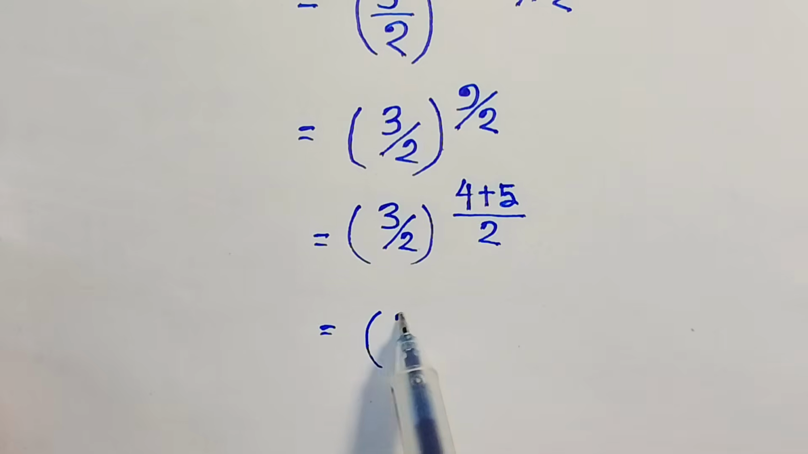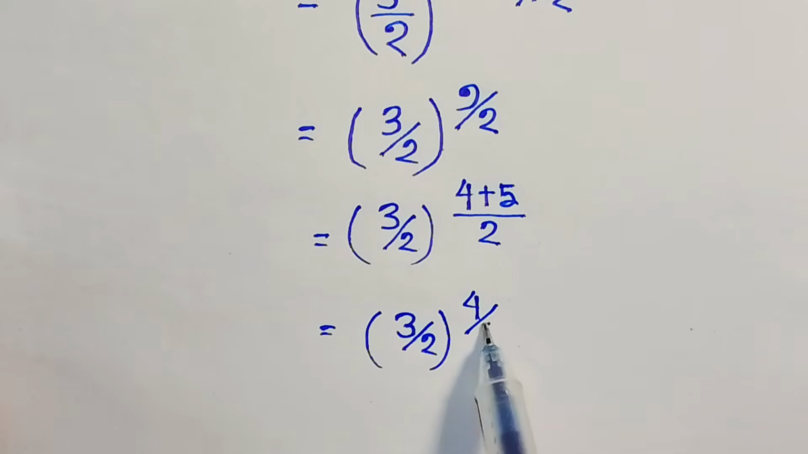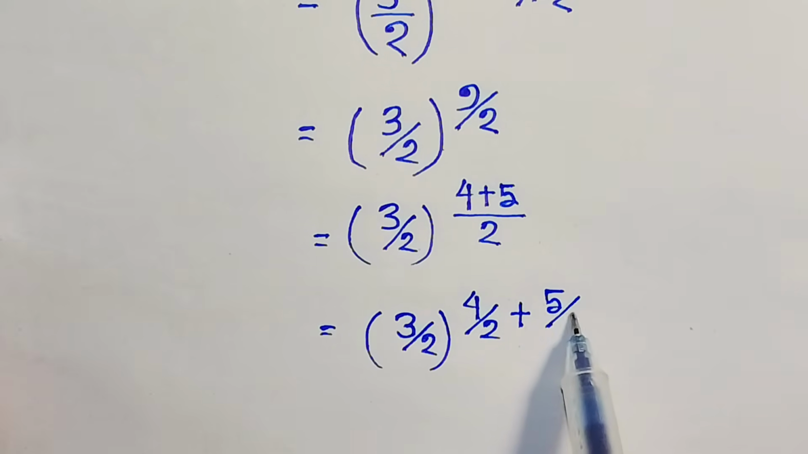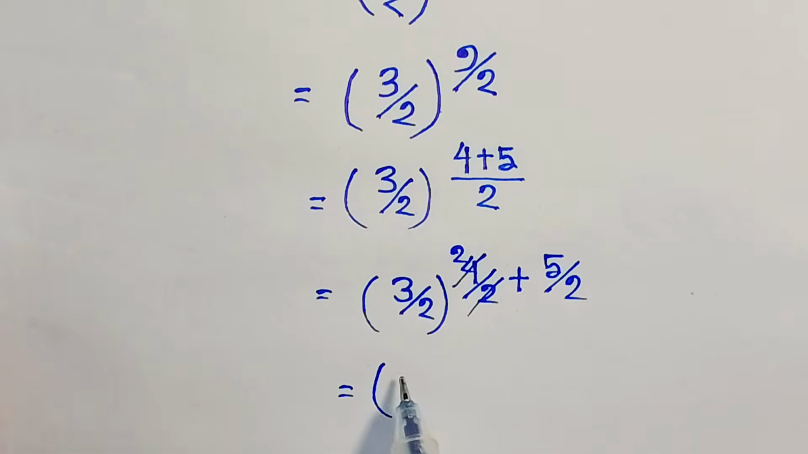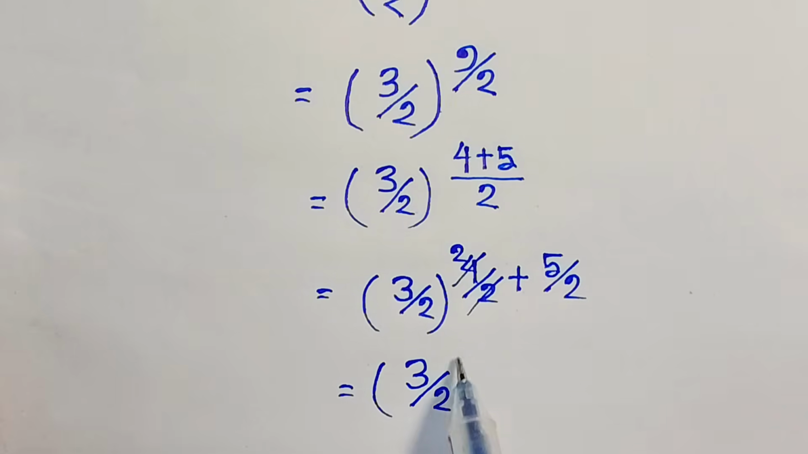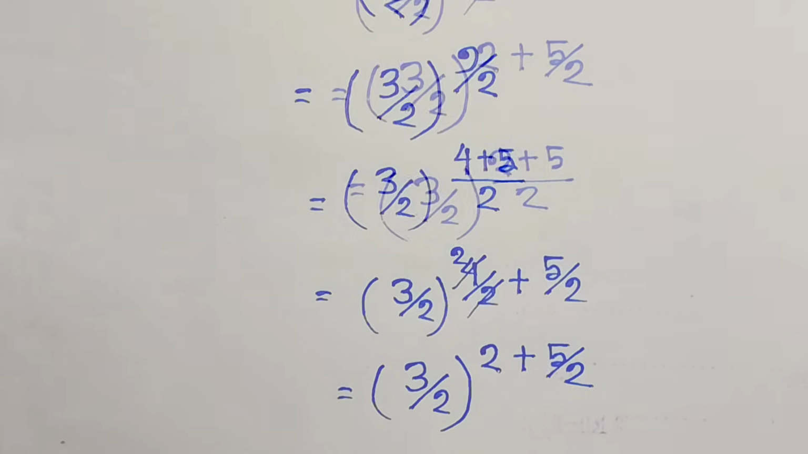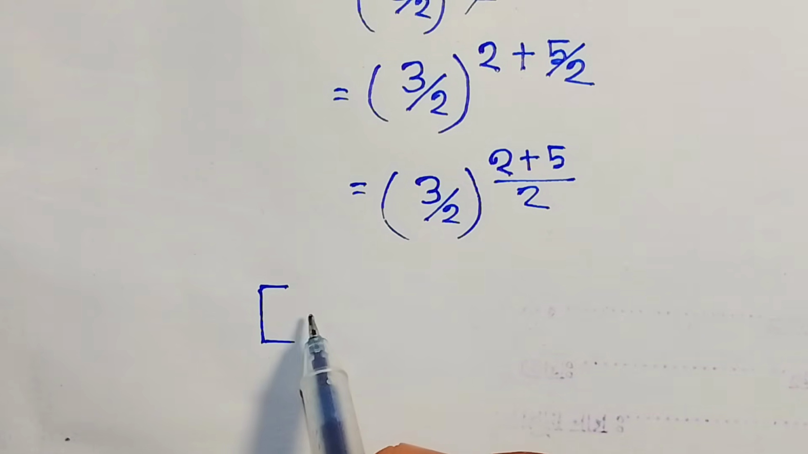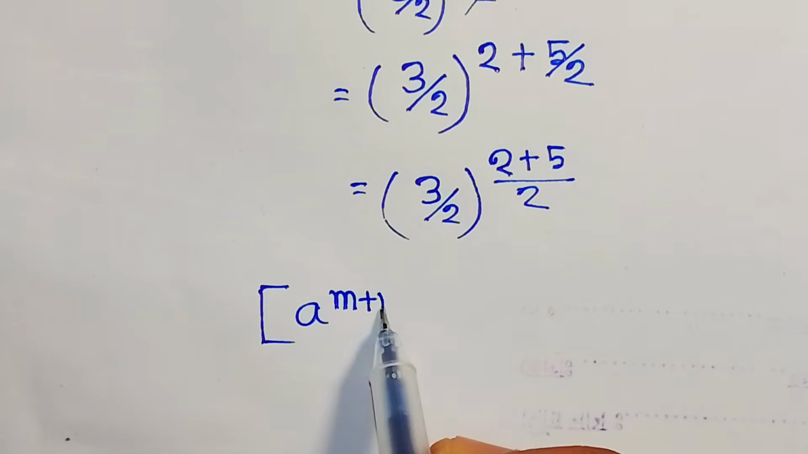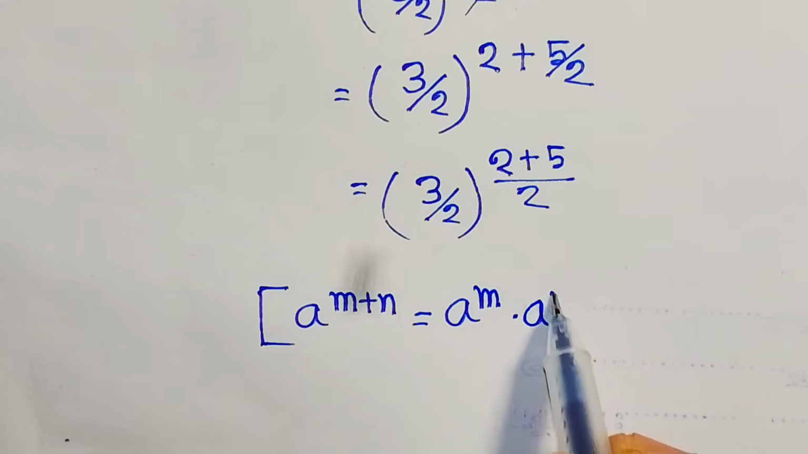After that, (3 divided by 2), we can write 4 by 2 plus 5 by 2, and this 4 and 2 will be cancelled out. Then we will get (3 divided by 2) to the power 2 plus 5 divided by 2. This is the power. Now we have to use an exponential formula rule here, which is a to the power m plus n is equal to a to the power m times a to the power n.